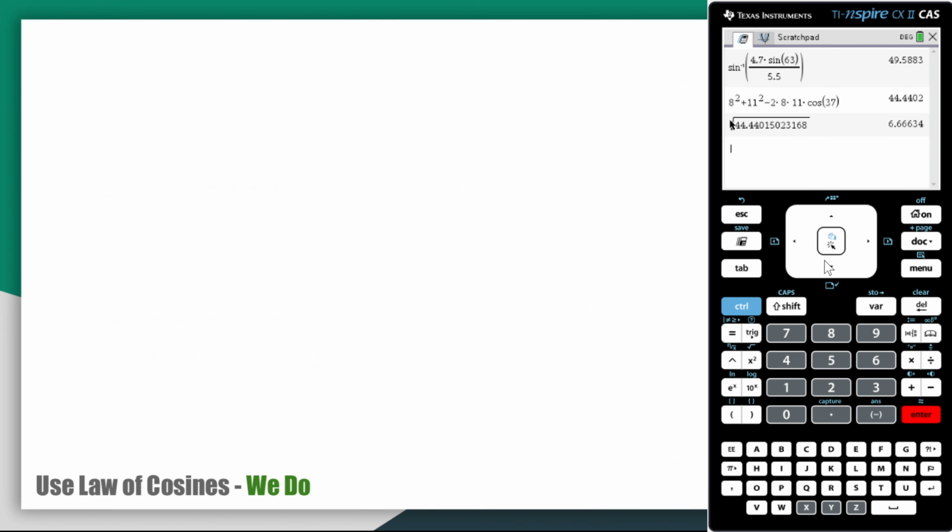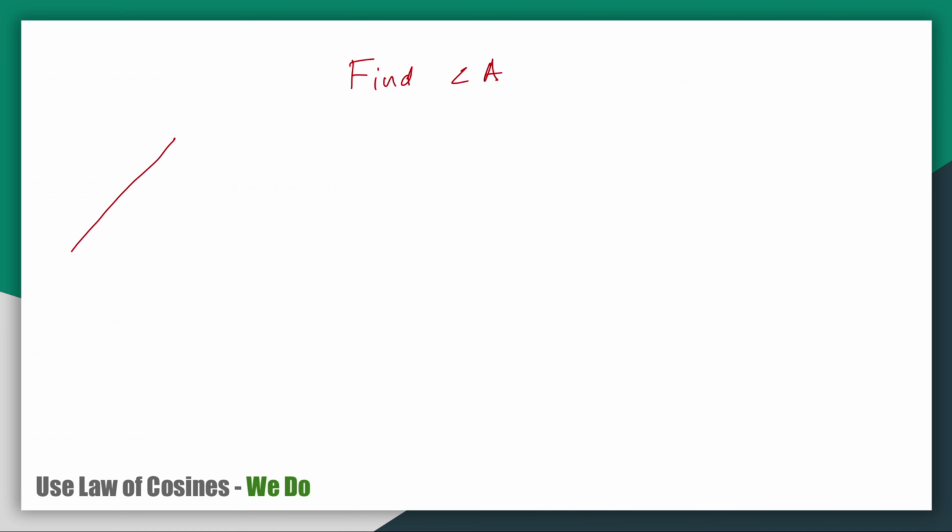Now, I do have another one for you guys to use. I want you guys to try this first. We are going to be looking for the angle this time, though. So we're going to be finding the angle A, and our triangle is going to look like this. We're going to have A, B, and C. We're going to have 9, 8, and 5. And we're looking for this angle A here.